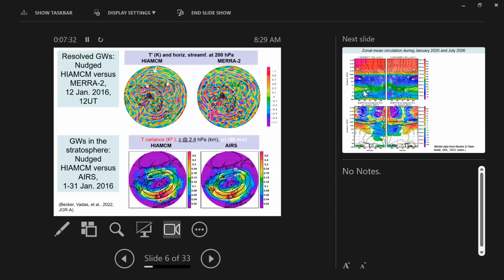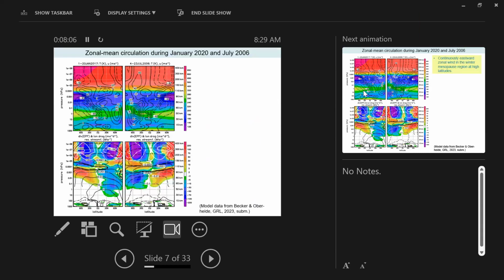This is a comparison with AIRS satellite data for the whole month of January 2016. And in order to compare the temperature variance from the HIMCM, we first had to apply the observational filter for the AIRS instrument. And then you see that you can capture the gravity wave hotspot over Europe, the gravity wave tiny hotspot here over Eastern Canada, and so forth. And you also may notice that the strongest gravity wave activity resides in the regime where the polar vortex has the highest wind speeds.